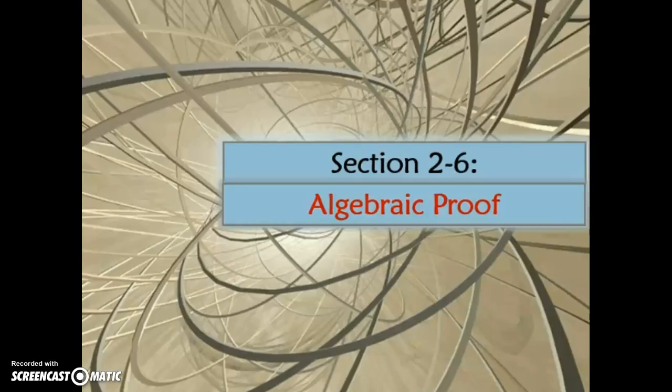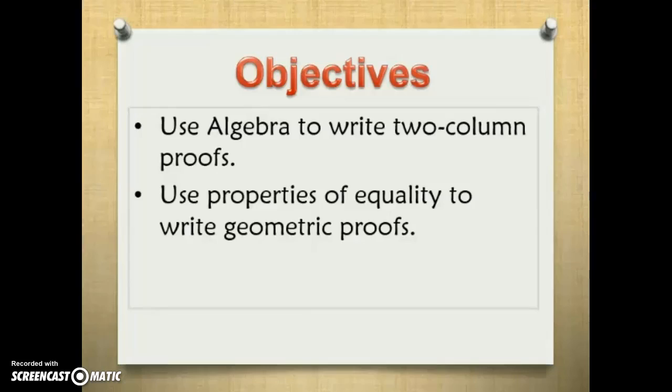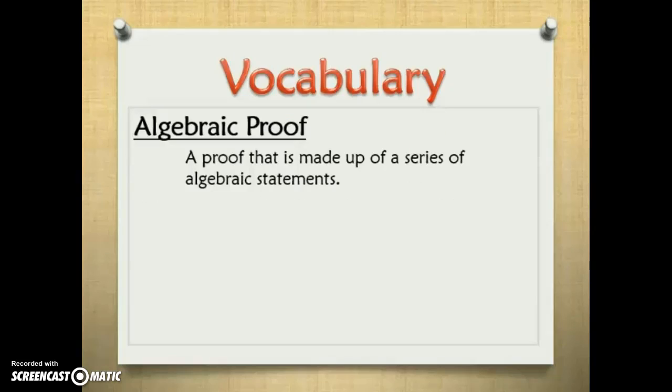Section 2-6, Algebraic Proof. The objectives for this lesson will be to use algebra to write two-column proofs, and use properties of equality to write geometric proofs. So our first vocab term is algebraic proof. This is a proof that is made up of a series of algebraic statements. So we're just going to be working with algebra, and we're going to justify each step that we do with it.